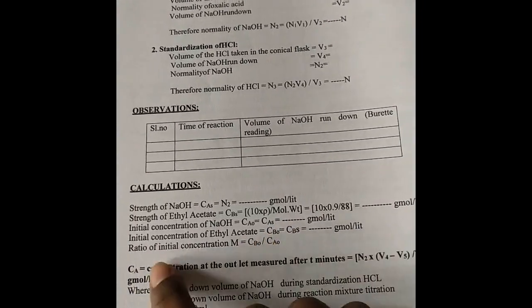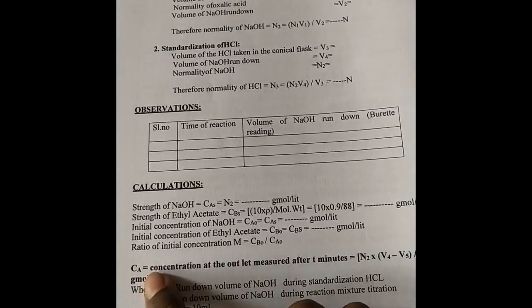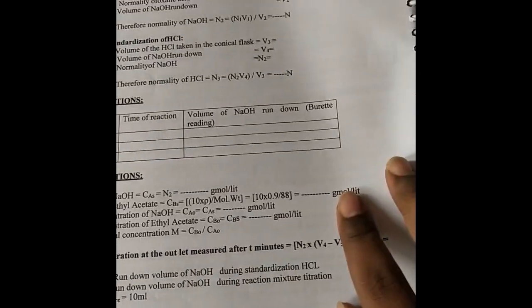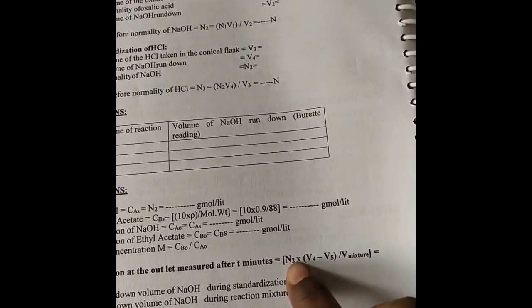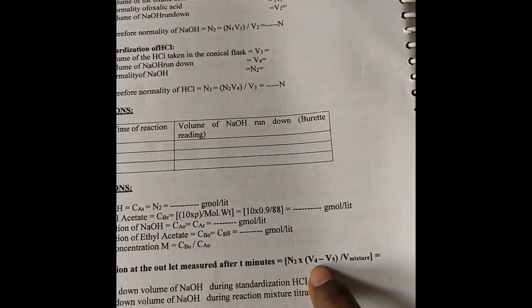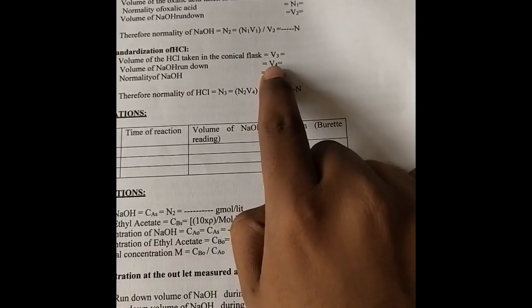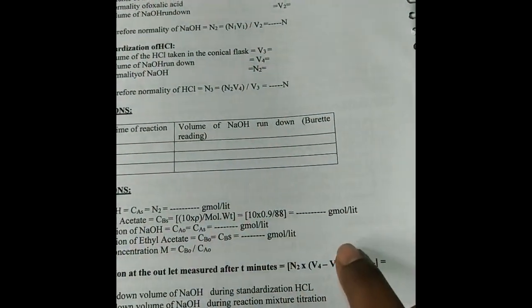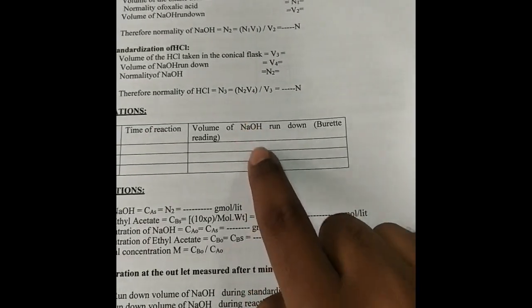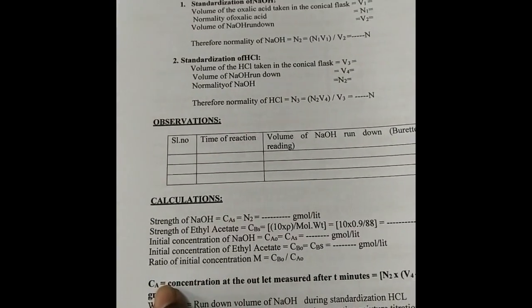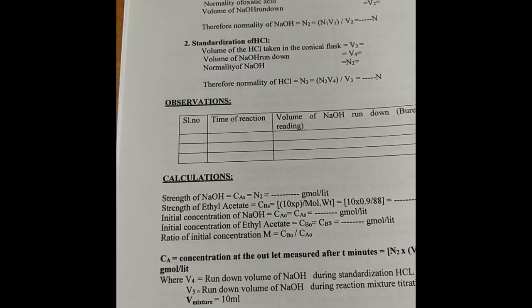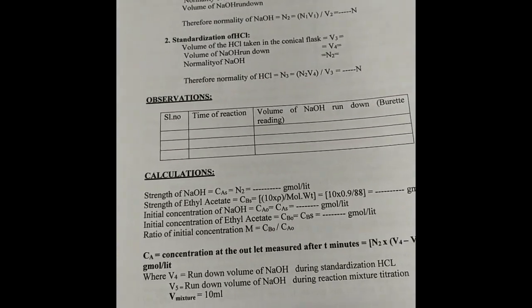After calculating M, we have to calculate the concentration at the exit, that is the outlet concentration, which is given by N2, the normality of NaOH, multiplied by V4. V4 is nothing but the volume of NaOH rundown during HCl standardization, minus V5. V5 is the burette reading, divided by V mixture. V mixture is 10 ml. So we get the value of Ca. After calculating Ca, we have to calculate conversion, that is Xa. Xa is equal to 1 minus Ca upon Ca0.